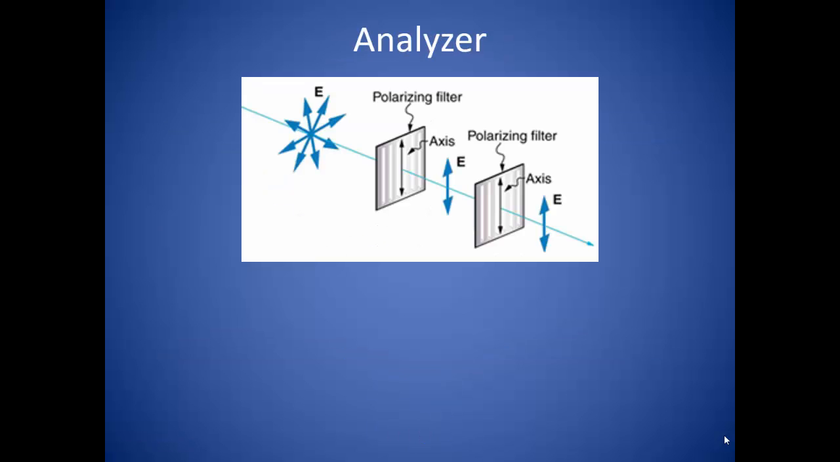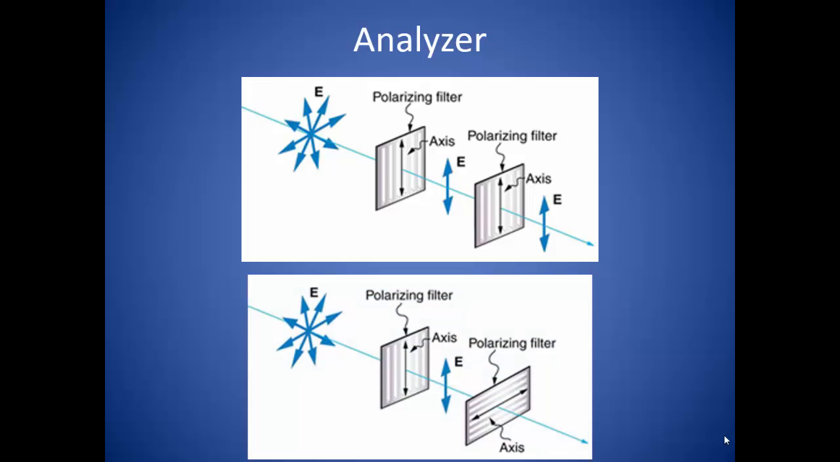A Polaroid can also be used as an analyzer to determine if a light is polarized, and also the plane of polarization. An analyzer is simply a second Polaroid that is lined up with the first. If the two Polaroids are lined up so the slits are in the same direction, you will not notice any difference because the light that was polarized by the first Polaroid is oscillating in the same plane as the slits in the analyzer.